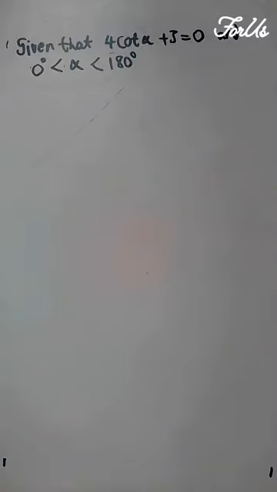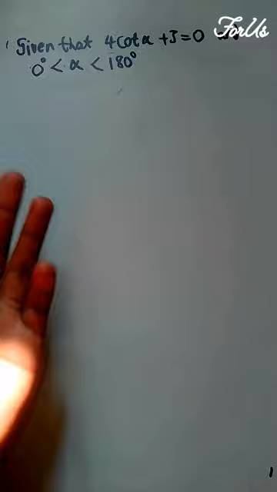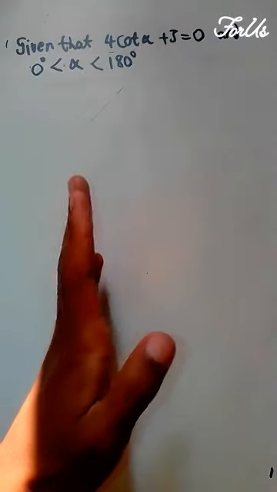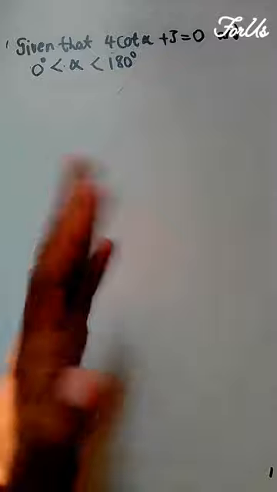The question says, given that 4 cot theta plus 3 is equal to 0 and theta is greater than 0 degrees but less than 180 degrees. When you do this type of question, we'll need to draw a Cartesian plane and a triangle.